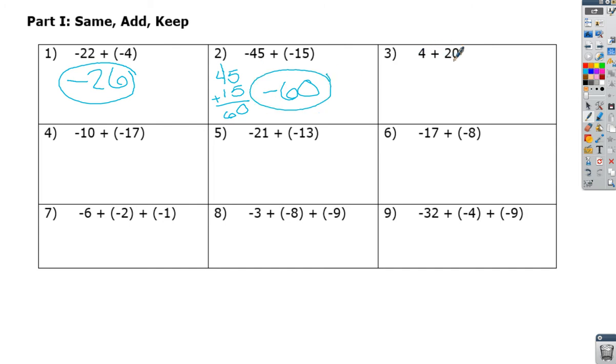Now here, this is the same thing. They are just both positive numbers, so the signs are the same. We're going to add and keep our signs. So we have 20 plus 4, which is 24. Our signs are both positive, so it's a positive 24.